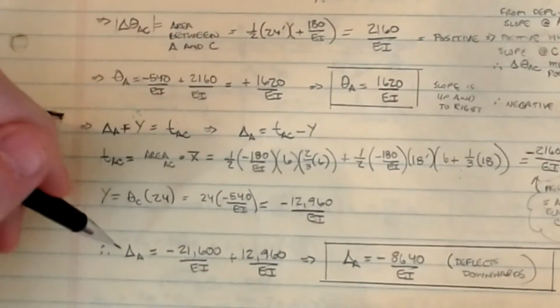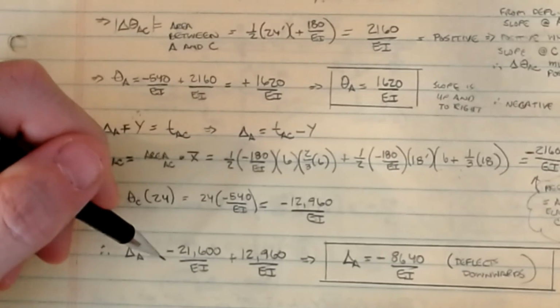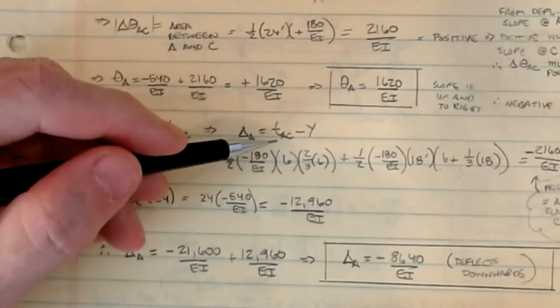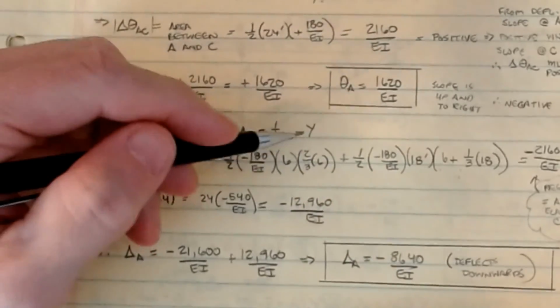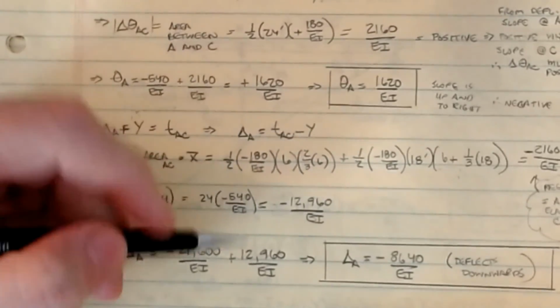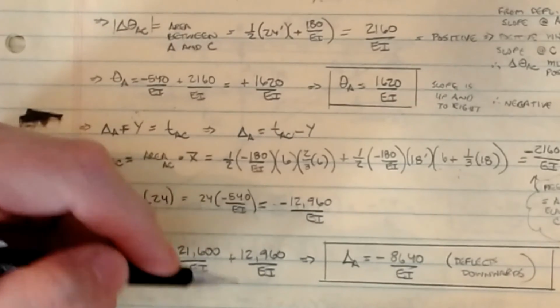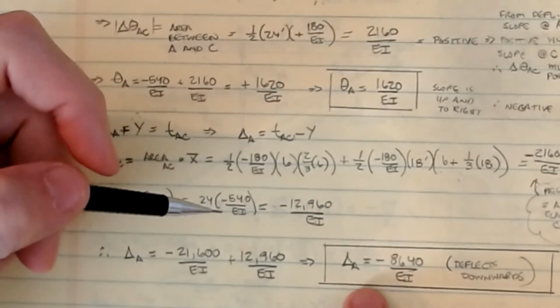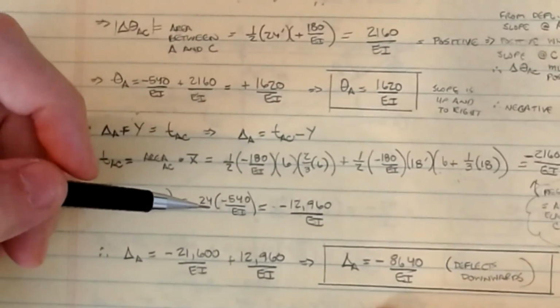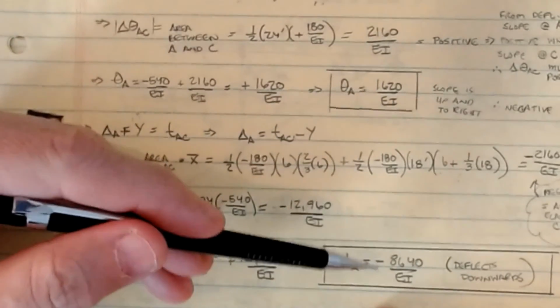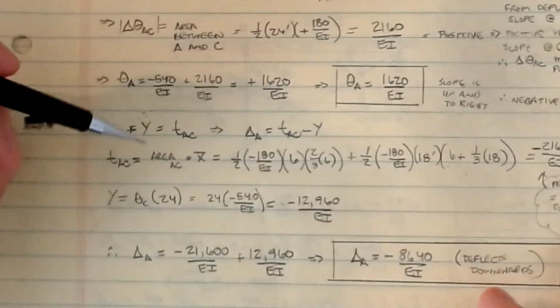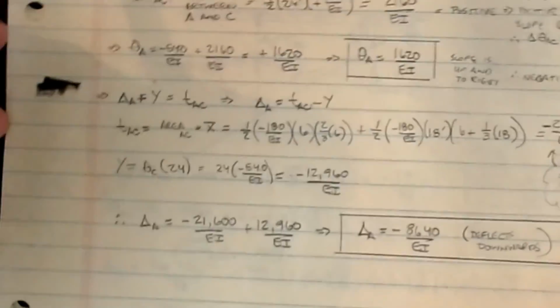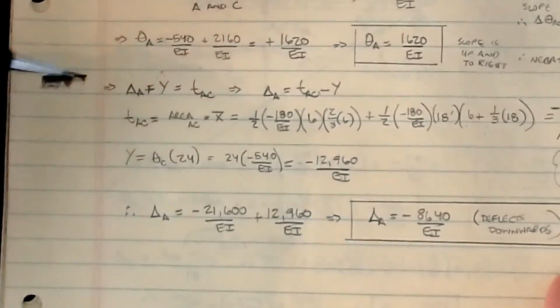And so then delta A is going to be my TAC value of minus 21,600 minus Y. And so it's minus a minus, or plus 12,960 over EI. So my delta A is now minus 8,640 over EI. The minus sign tells me my deflection is downward, which is kind of what I would expect on this particular problem. And that's how we do it, and that's all there is to handling these.